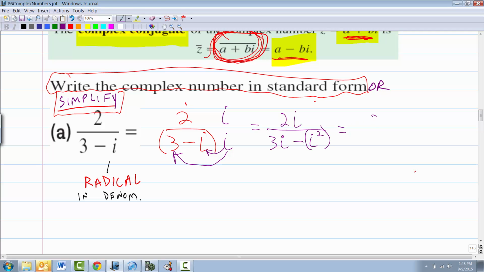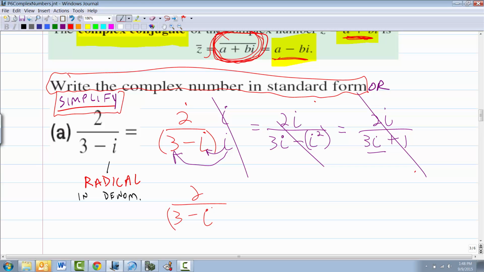This is negative 1. What's minus a negative 1? So this is 3i plus 1. You've done nothing. Wrong, because that was wrong. What you really need to do is multiply by the, starts with the C and you just heard the word. What is the conjugate of 3 minus i?